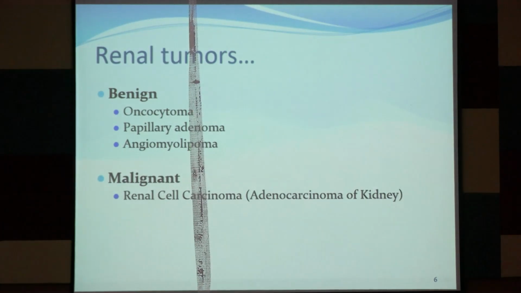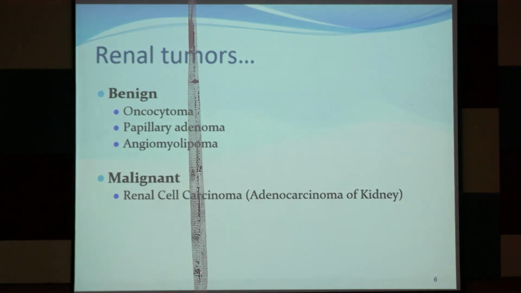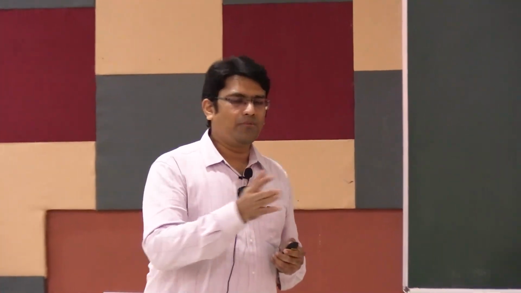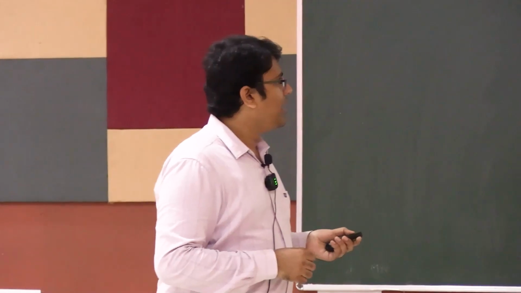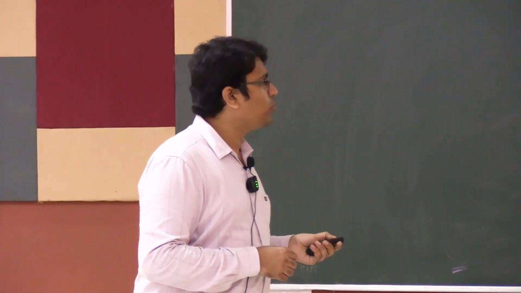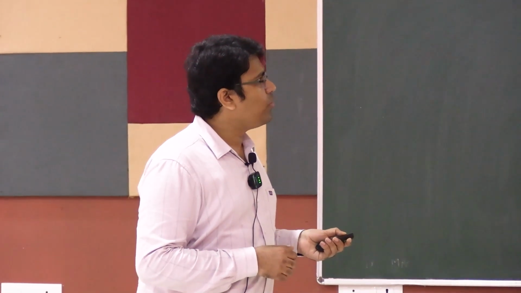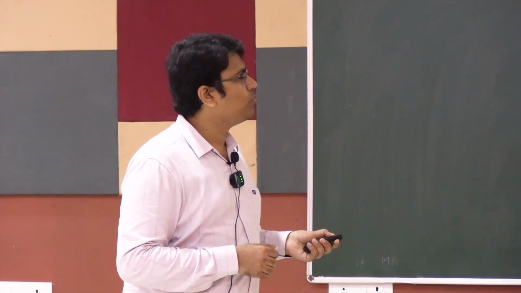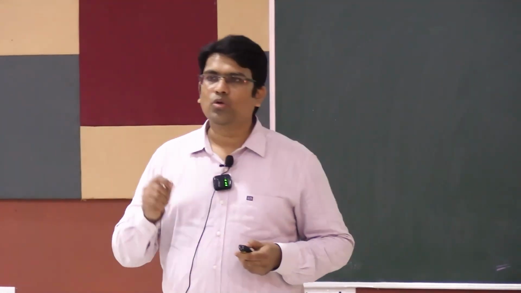Oncocytoma is almost similar to a renal cell carcinoma in terms of its basic pathological picture. The only thing that actually separates them is a central scar. Apart from that, yes, the definite symptoms are there. Papillary adenoma is again a benign tumor, and angiomyolipoma is one of the most common benign tumors, having three components: one is the blood vessel, the other is the smooth muscle, the other is the fat. So it is made up of three different elements, as the name suggests.